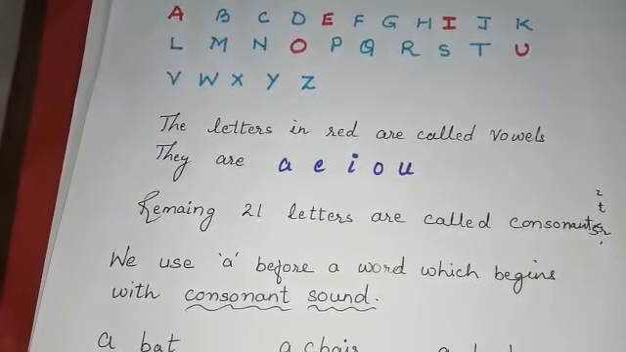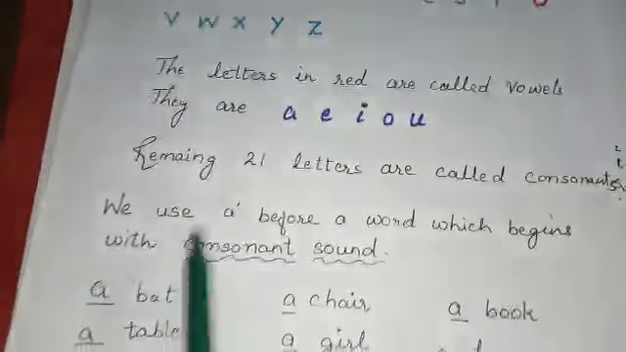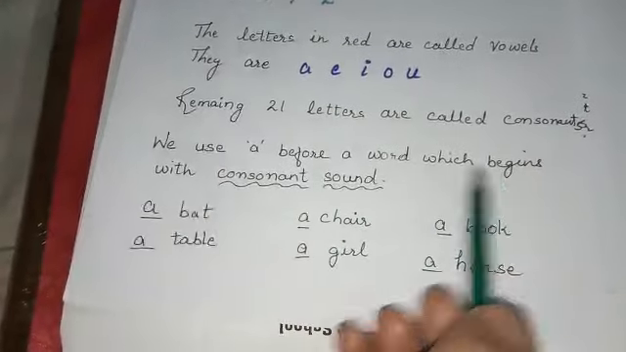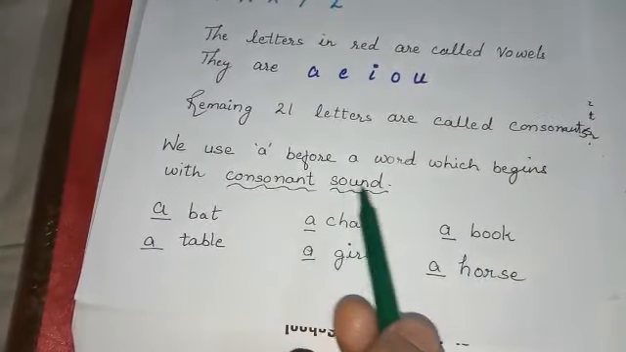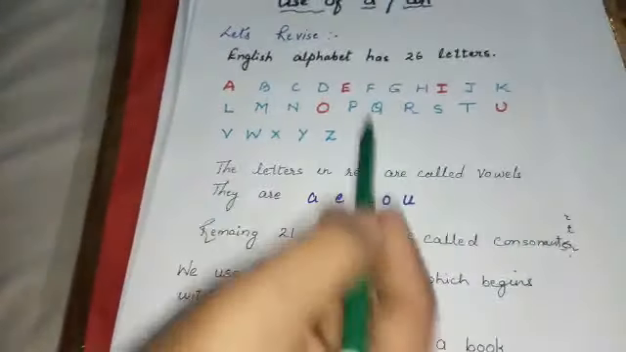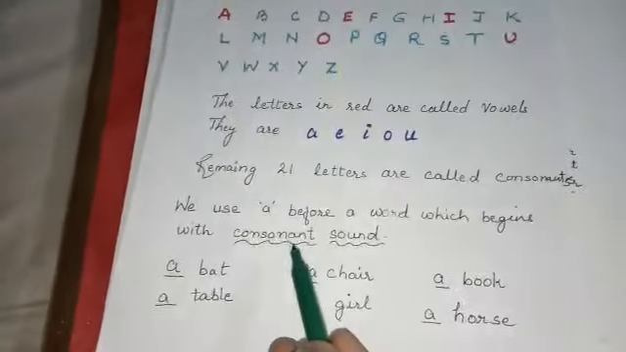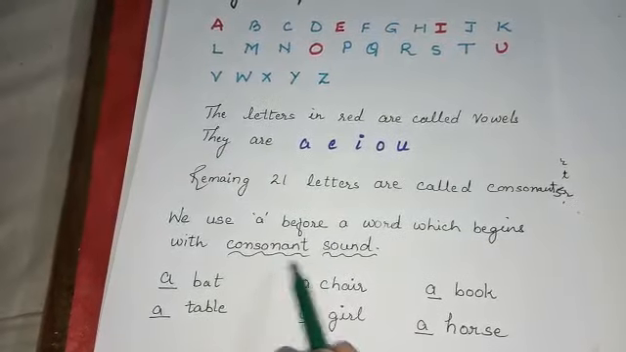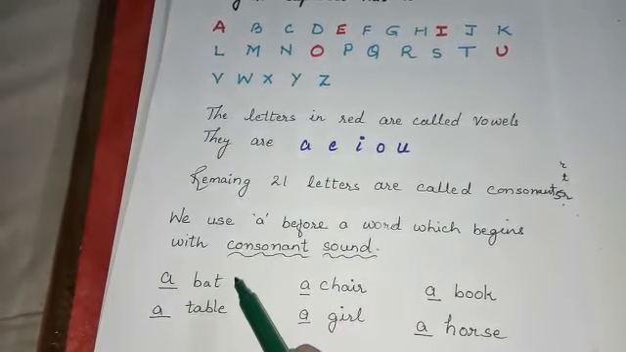So, where will you use A? We use A before a word which begins with a consonant sound. That means all the letters that are given in blue are the consonants. So if a word begins with a consonant sound, we use A before it.